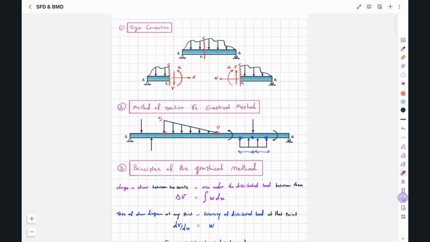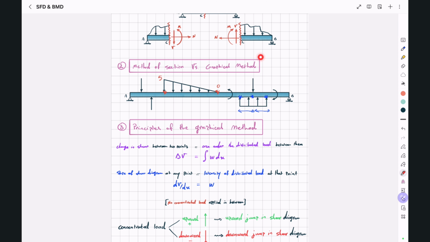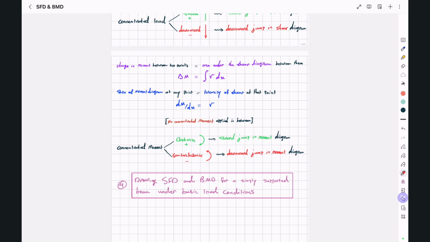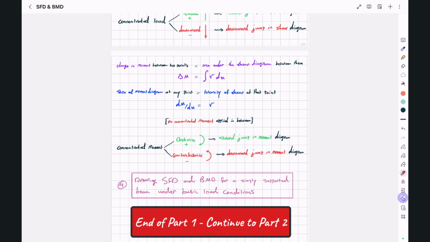All right, now we talked about the sign convention. We talked about why we need to learn this graphical method. I explained the 4 main principles we use in this graphical method. And now it's time to practice drawing the shear force and bending moment diagrams using these basic concepts that I explained.